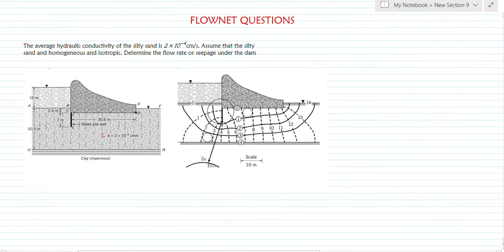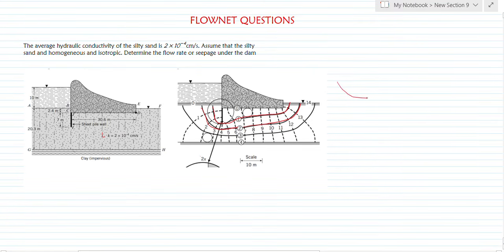Now you could see some lines, right? You could see these lines, the dark lines that you could see here. These dark lines are called the flow lines. The space between two flow lines tells us the flow direction, or the channel that the water or the fluid will flow.